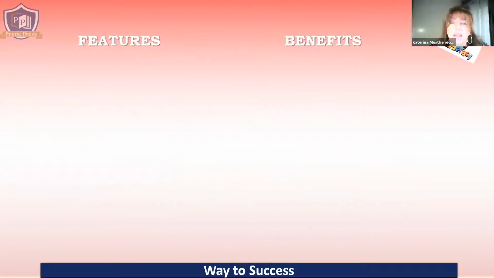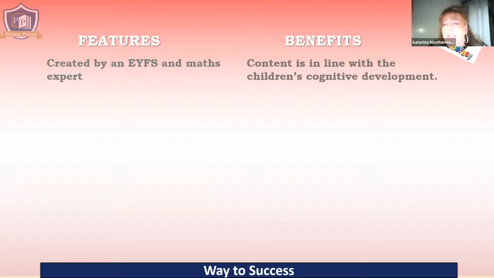Now, we will have a quick look at the general features and the benefits of the course. The first one, and I think this is a very important one, is that it was created by an early years and maths expert. This means that the content is in line with the different stages of the children's cognitive development. The children are not going to be asked to do something that they don't yet have the cognition to be able to do. The author is Rebecca Corden, and she has been involved in early years, foundation and maths for more than 20 years.